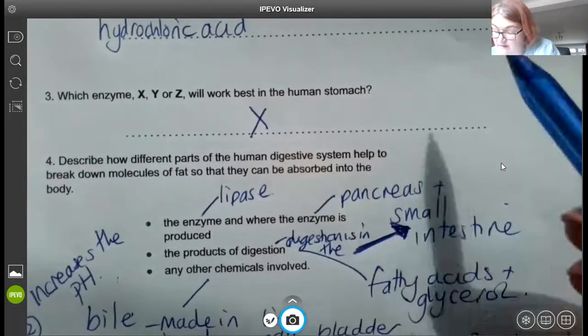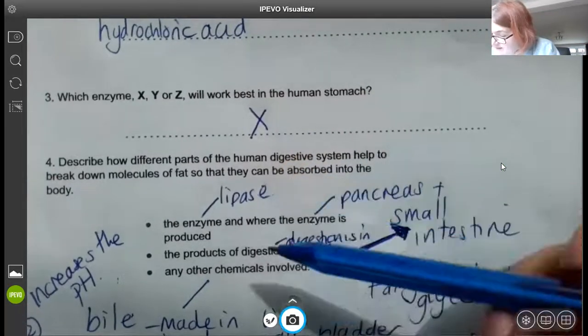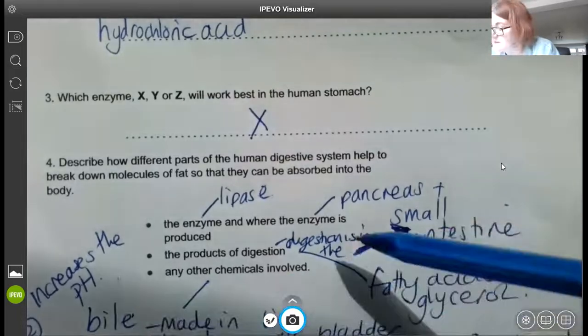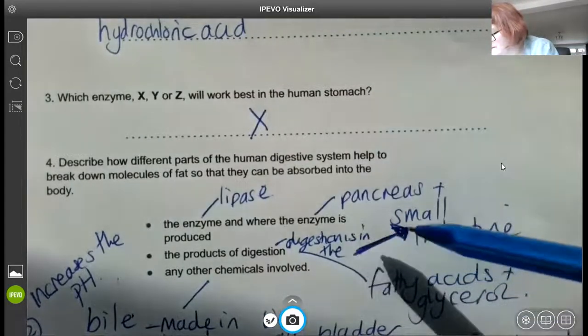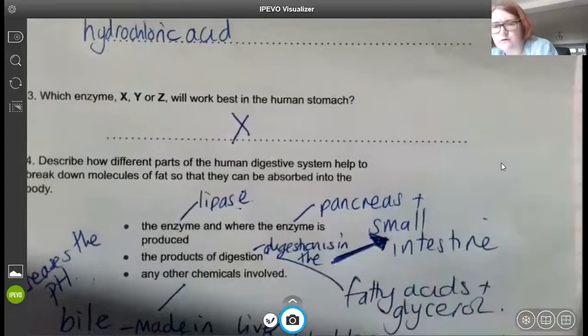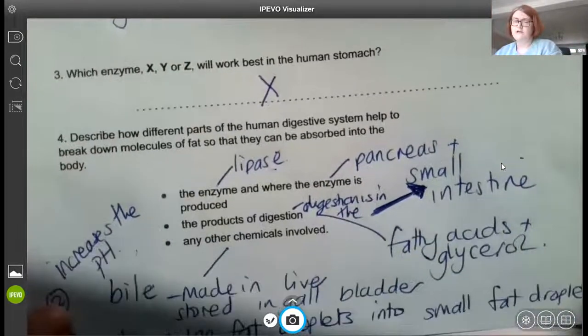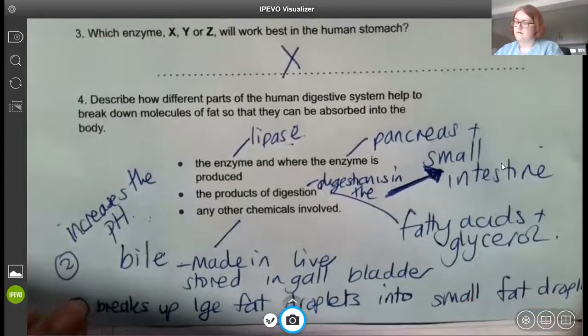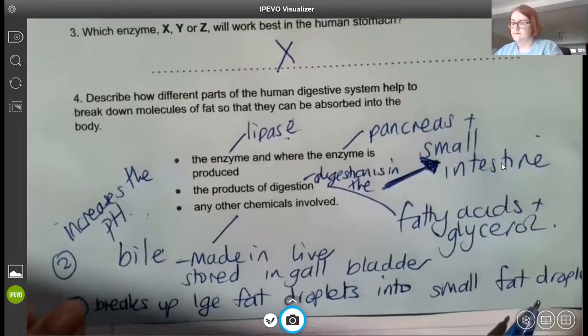and that's probably the things that you would have wanted to have said. So you'd have talked about the enzymes, you'd have talked about bile, you'd have said where digestion takes place, where the enzymes are produced, the names of the enzymes, and if you've included all of those things, then you'd have got a really nice answer that covers all those different parts.